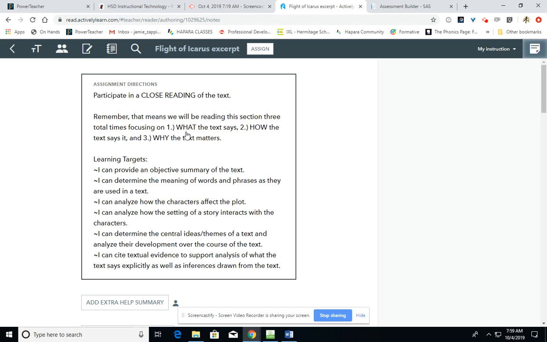That means we're reading it 3 times. First time is to look for what the text says. Second time is to look at how the text says it. And the third time is why the text matters.